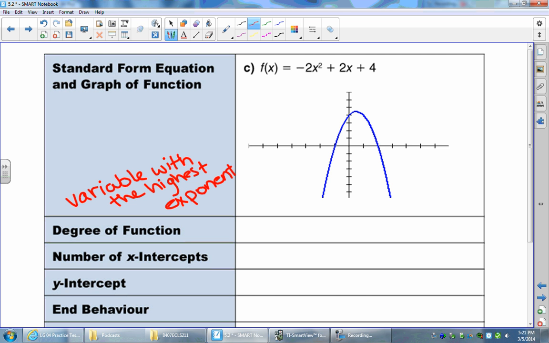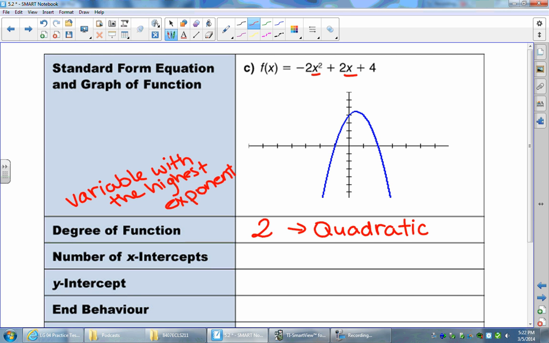So if we look here, we notice that we have two terms with x, 1x to the power of 1, and 1x to the power of 2. So the variable with the highest exponent would be x squared. So we take our highest exponent, which is 2, as the degree of our function. And you might also have noticed that this is a quadratic function. It forms that parabola shape. So you should know that all quadratic functions, all parabolas, have a degree of 2.